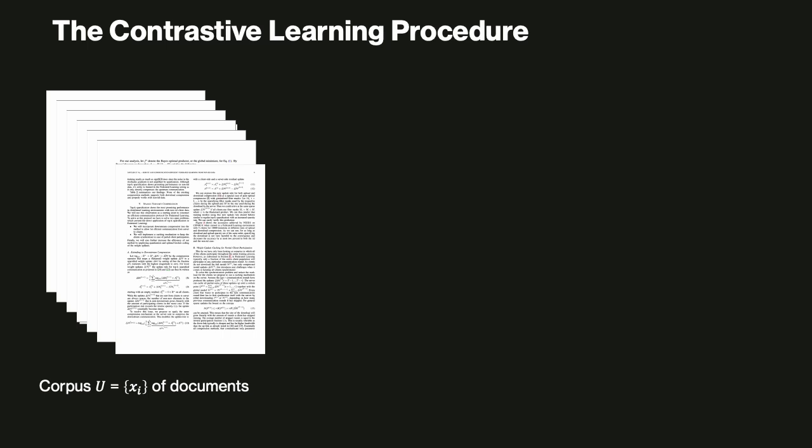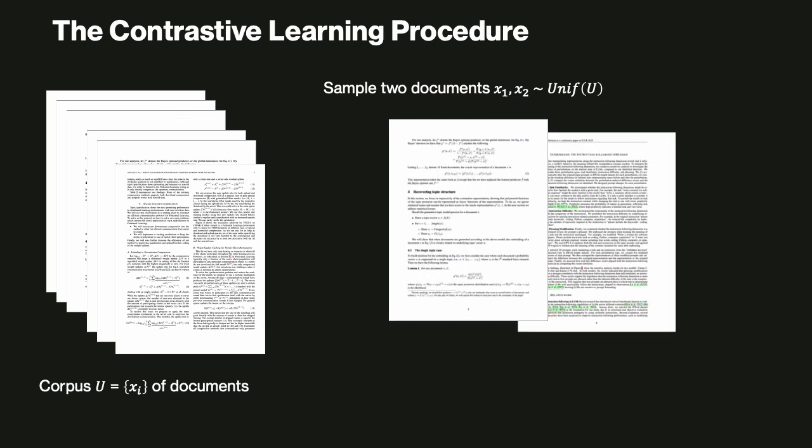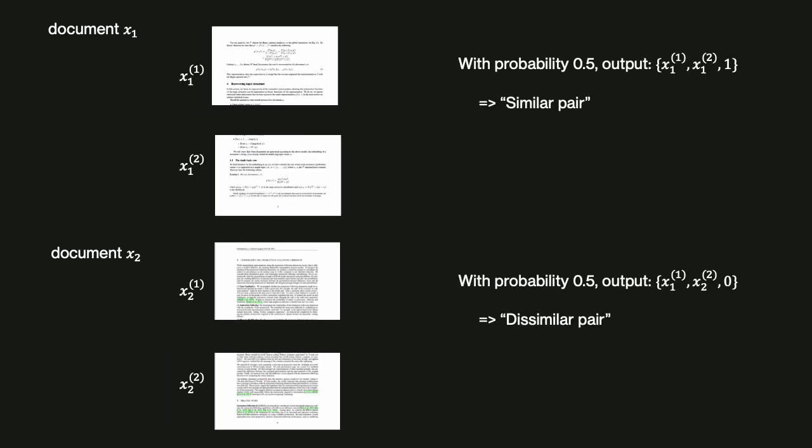And so first, we're given a corpus of documents. Next, we sample two documents, x1 and x2, uniformly from these documents. So with the two documents x1 and x2, we further split them into halves. And with probability of 0.5, we output the halves from the same document, so the top and the bottom from document x1 or from document x2, and this will be our similar pair.